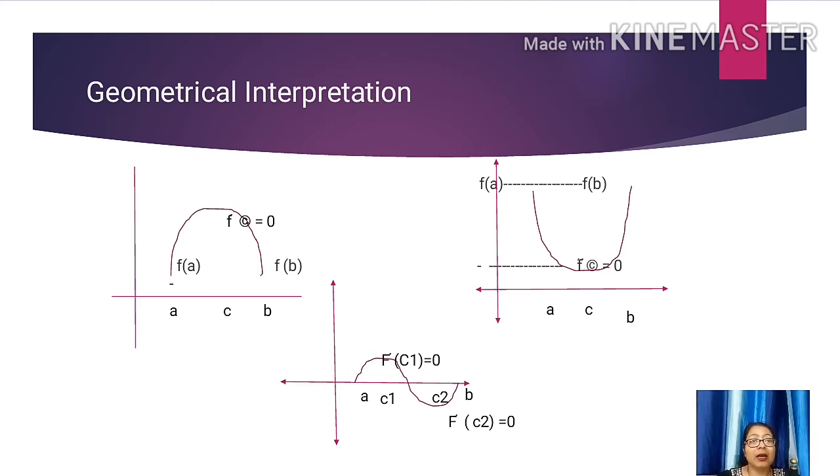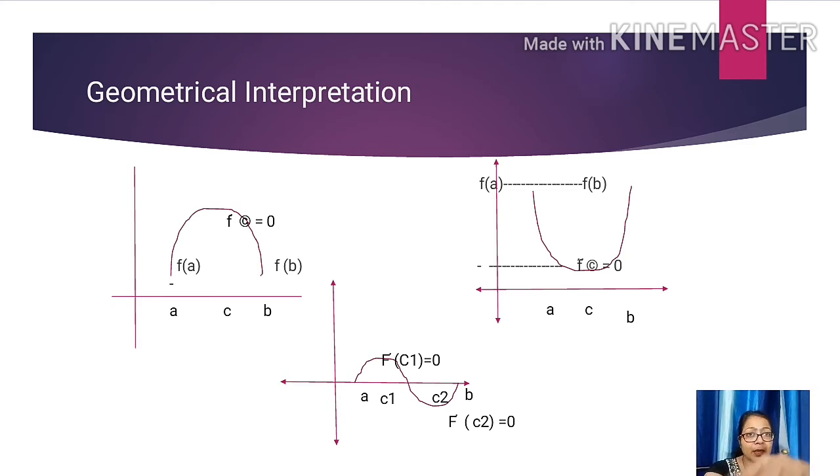For the first curve, I have drawn one curve here, that is an inverted U-shaped curve. The first point I have written as A and the end point as B, that means the interval. At the point A, the functional value is f(a), and at the point B, the functional value is f(b). Now if we draw a line, the value will be the same. So f(a) and f(b) are the same.